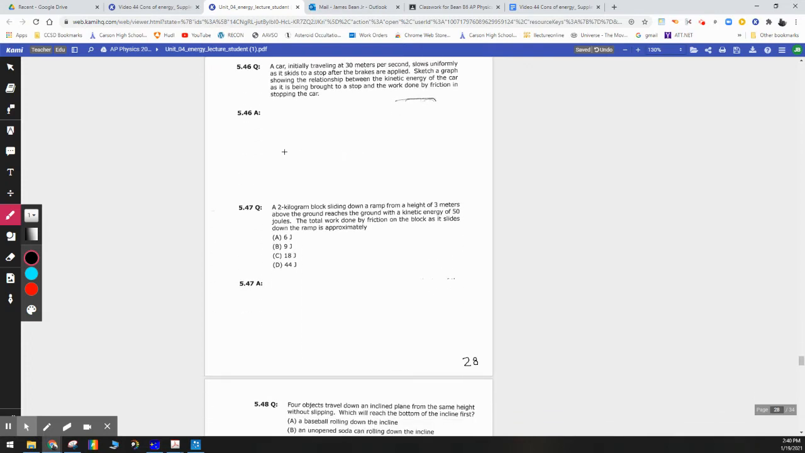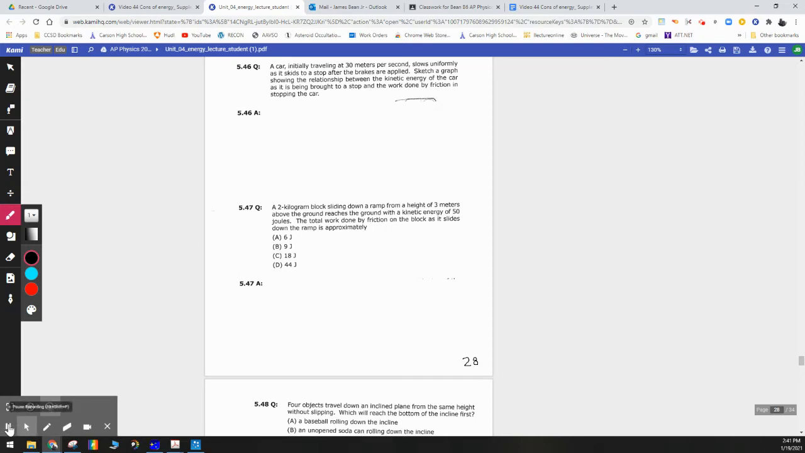Okay. 5.46. A car initially traveling at 30 meters per second slows uniformly as it skids to a stop after the brakes are applied. Sketch a graph showing the relationship between kinetic energy of the car as it is being brought to a stop and the work done by friction in stopping the car.